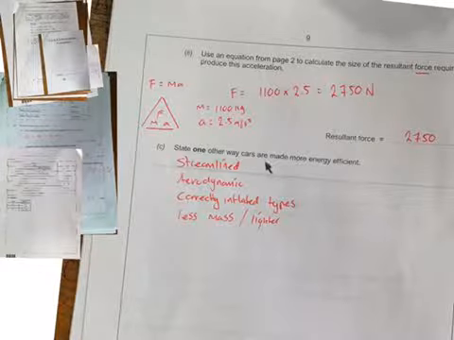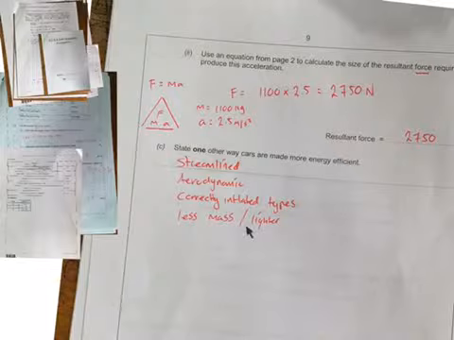State one other way a car can be made more efficient. Well, you can say they're streamlined, they're more aerodynamic, so there's less air resistance. They've got correctly inflated tires, so that makes a huge difference to how efficient the car is. And they're trying to make cars with less mass. They're trying to make them lighter now. So obviously, if there's less mass, you get more acceleration. More mass, less acceleration.